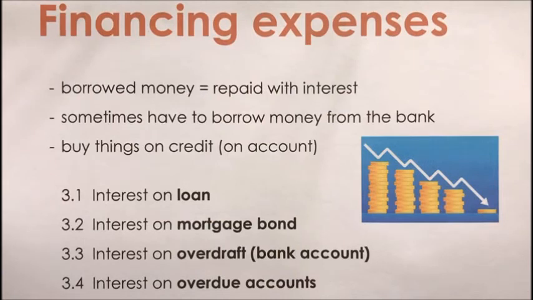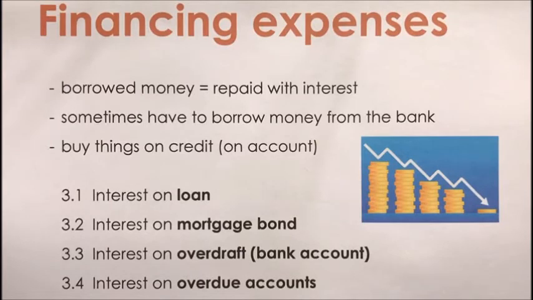There are 4 examples of things that we have to pay interest on. The first one is interest on loan. Second, interest on mortgage bond. Third, interest on overdraft. And the fourth one, interest on overdue accounts. If we take out a loan from a bank, we have to pay back that loan per month. The bank or any financial institute then charges us an interest rate. So we have to pay a certain percentage of the money we borrowed back to the bank.